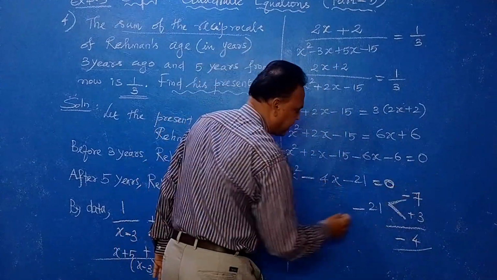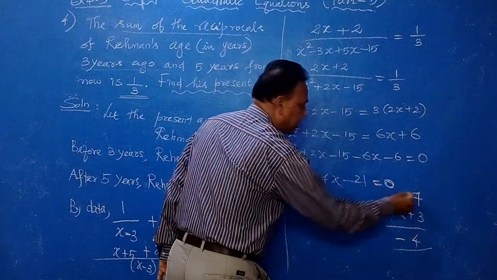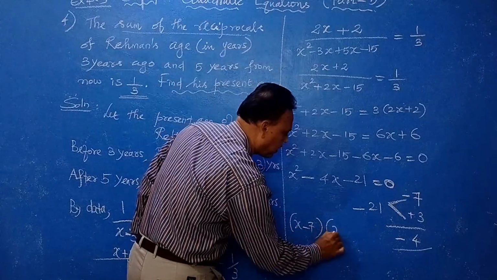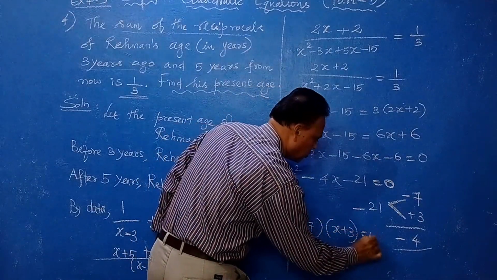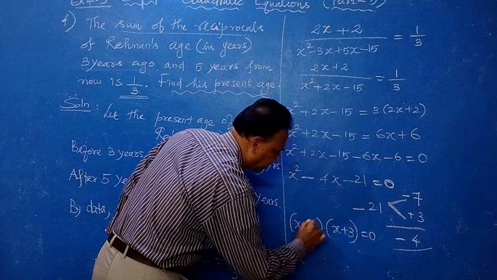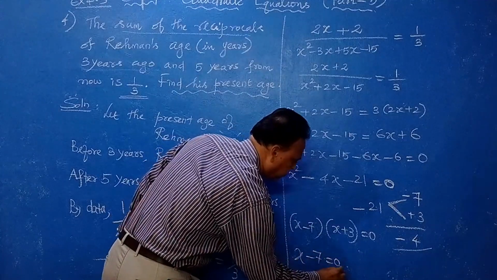Since the x squared coefficient is 1, straight away you write x minus 7 into x plus 3 equals 0. Therefore x is equal to 7. When you have two factors equal to 0, you make each factor 0.